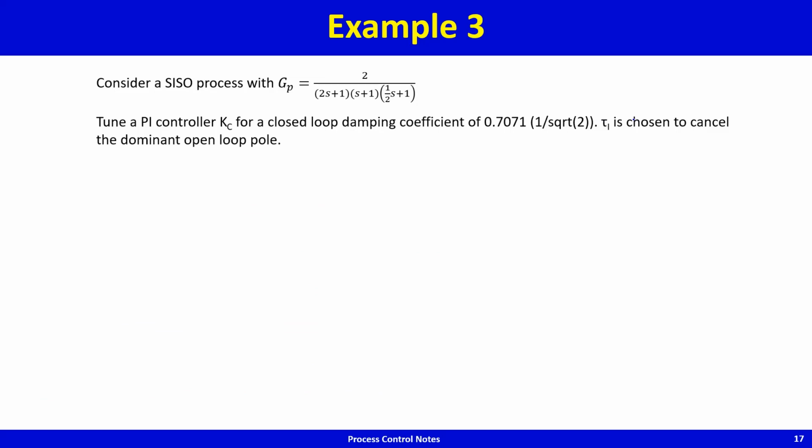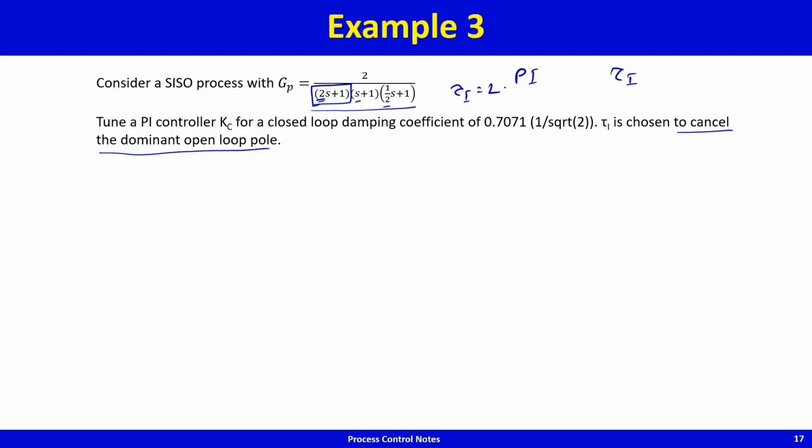So now what we want to do in this example is design a PI controller where tau I has been chosen to cancel the dominant open loop pole. What do you mean by dominant open loop pole? Dominant is the one that is the slowest, that means largest time constant. This is the open loop transfer function. These are the time constants of 2, 1 and half. 2 is the largest, so what this implies is I'm going to use tau I equal to 2.